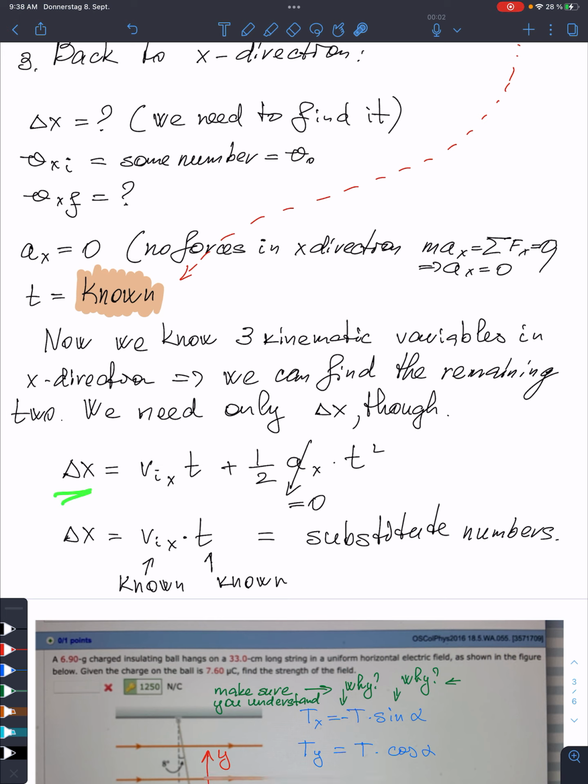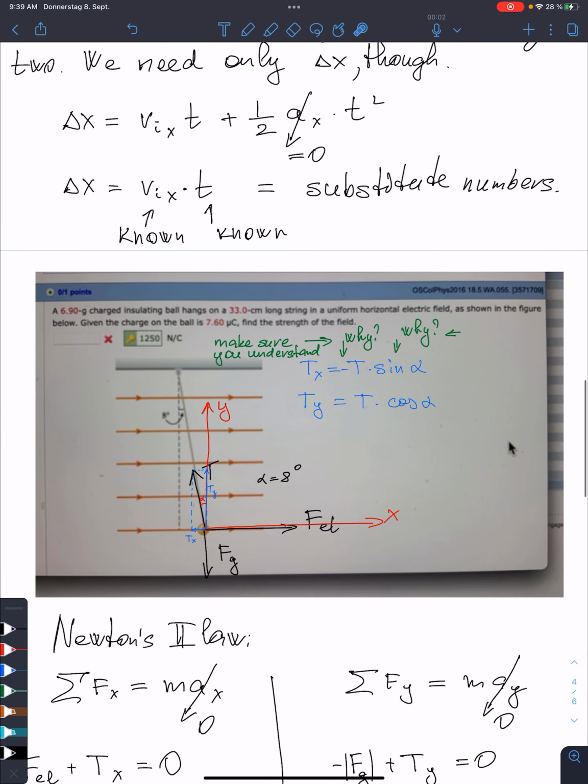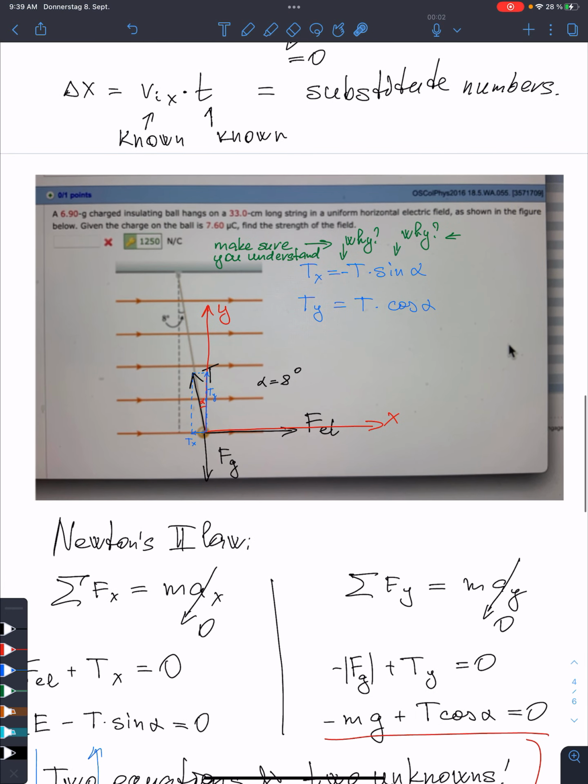Okay, so delta x, again, I will use the same kinematic equation, given by the initial x plus 1/2 acceleration times t squared, but the acceleration is 0 in the x direction, and therefore this is just a simple equation, delta x given by the initial x, which is given, and t, which we computed. We will substitute the numbers, and we will get the final result. That's it. So now let's proceed to the next question.